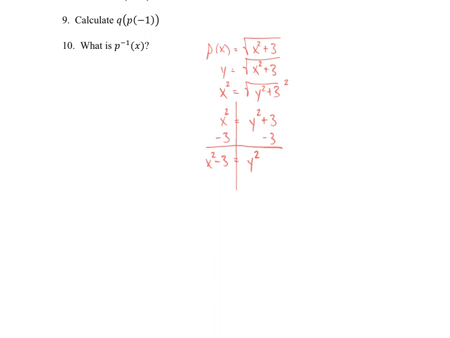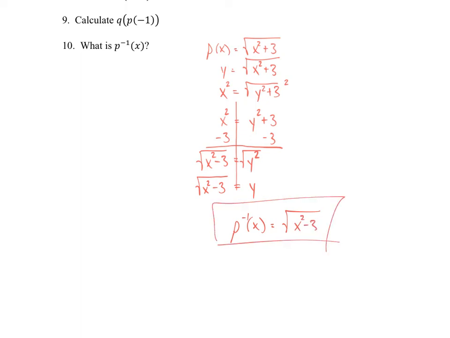Now I have to get rid of that exponent that's a 2, so I'll take the square root of both sides, and I'll end up with y all by itself equals the square root of x squared minus 3. And now y is alone. So it said, what is p inverse of x? Well, now we can go back and we can substitute that back in for y. So I'm going to say, I know what p inverse of x is. It is the square root of x squared minus 3. Takes care of that.